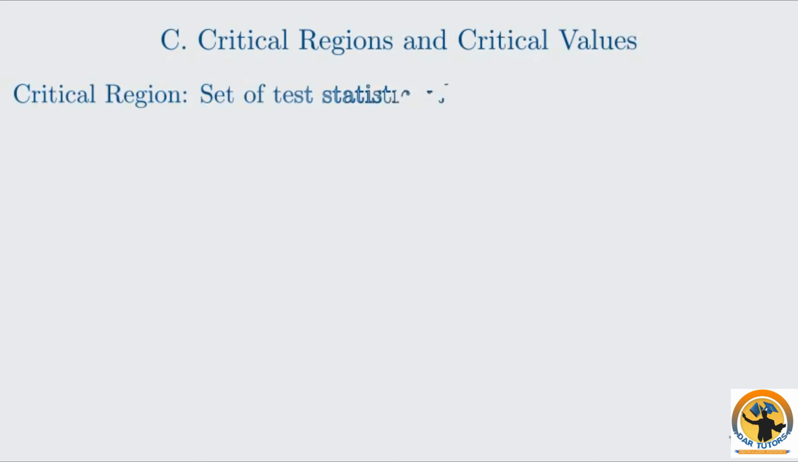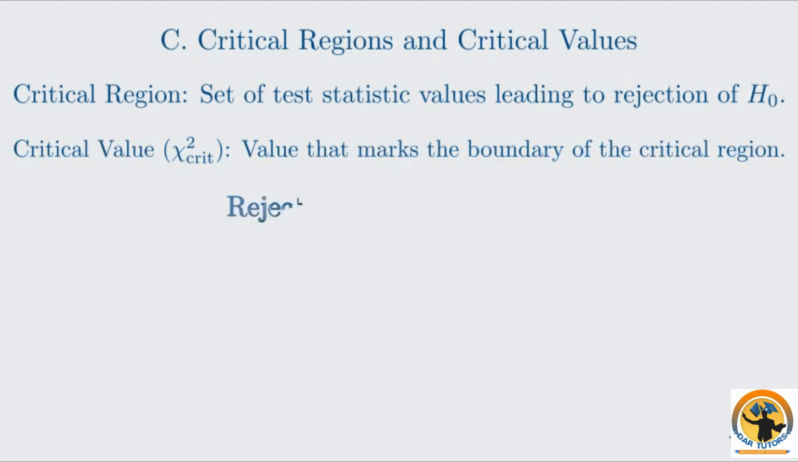The critical region is the set of all possible test statistic values that would lead us to reject the null hypothesis. It's the zone of rejection. The critical value, χ² crit, is the boundary of this critical region. If our calculated test statistic falls into the critical region, meaning χ² calc is greater than or equal to χ² crit, we reject H0. How do we find this critical value?